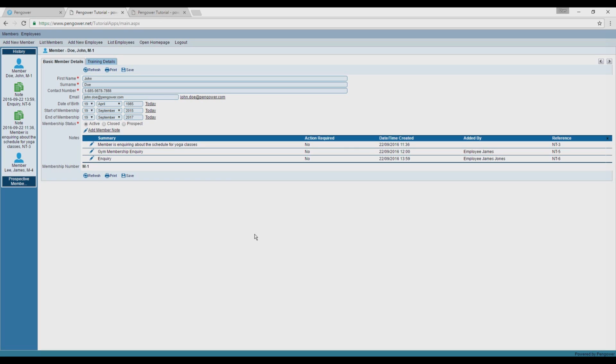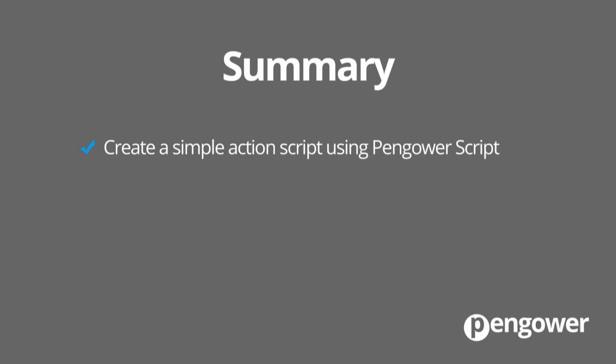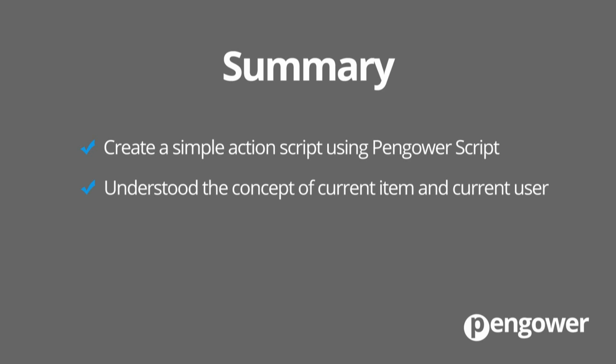You now have created a simple action script using Pengower Script, which enabled you to add notes to a member record. In this video, we have only touched briefly on the range of functions that you could use in creating actions using the Pengower script. To find more info about it, please go to our developer wiki, which would give you more details on different scripting functions. To recap, you have now learned how to create a simple action using Pengower script, and have understood the concept of current item and current user.